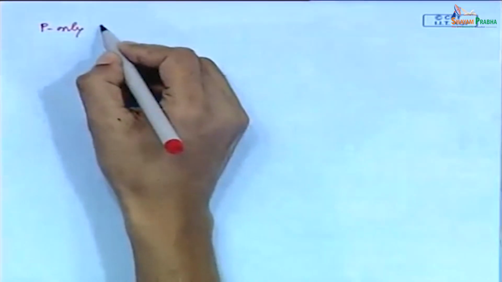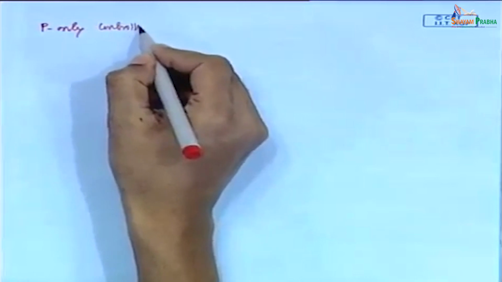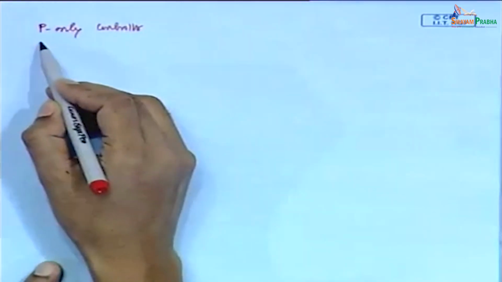So, in the last class we discussed two control schemes. One is P only controller and another one is PI controller. First we discussed the P only controller, followed by the PI controller. We made a few conclusions on this P only controller.